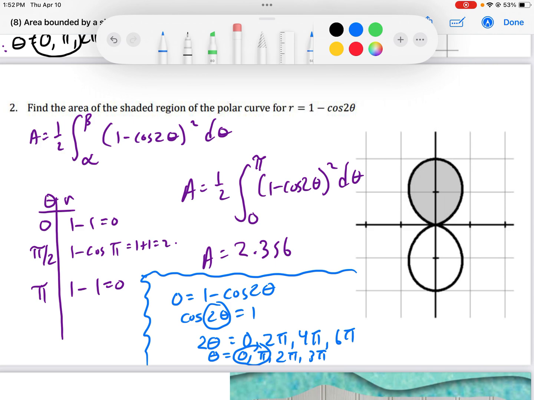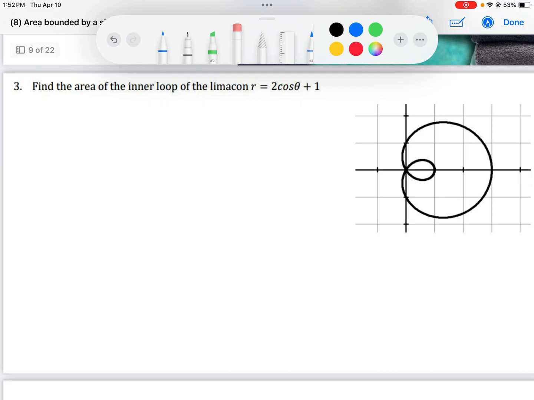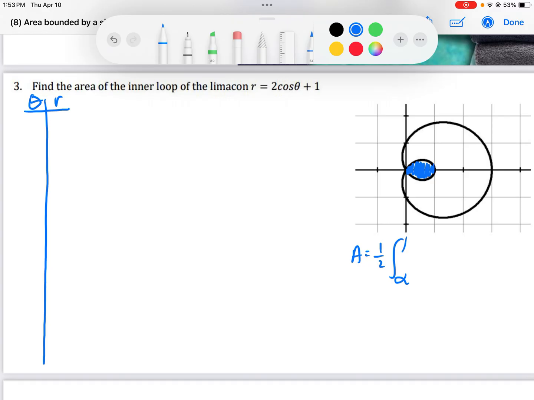All right, let's go ahead and do number 3 while we're at it. Find the area of the inner loop of the limaçon r is equal to 2 cosine of theta plus 1. This one's tough. I wanted to find just the inner loop, just that area. This is where I'm going to really try to build my intuition and think, what are the thetas that would sweep that part out? So the area is equal to 1/2 the integral from alpha to beta of 2 cosine theta plus 1 squared d theta. Hard part is finding those limits of integration.